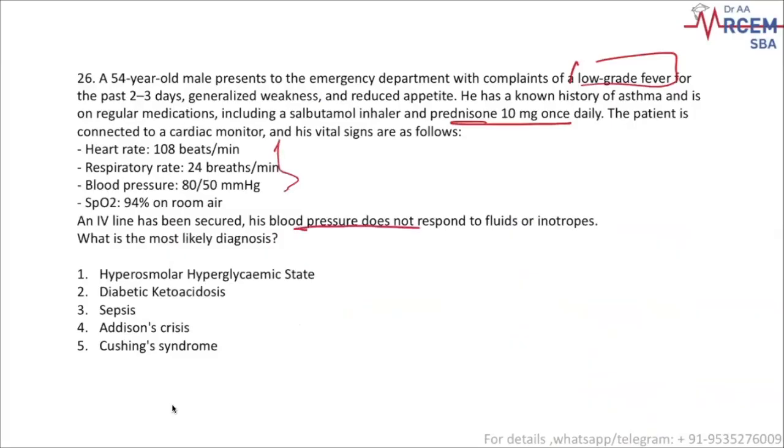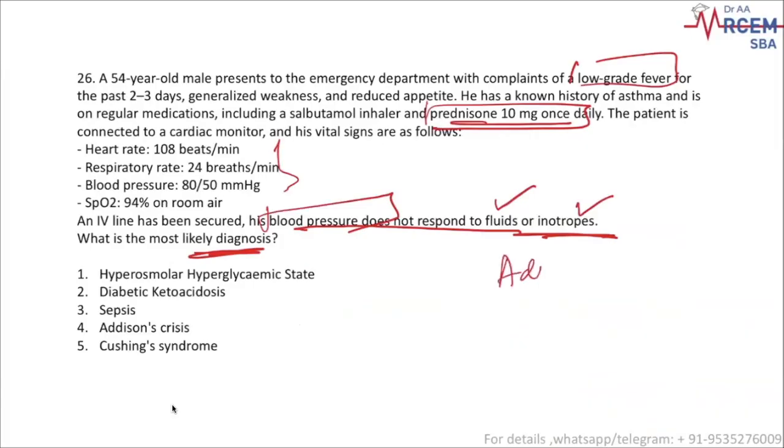The blood pressure doesn't respond to fluids and inotropes. Most likely diagnosis? Steroids, along with blood pressure not responding to both fluids and inotropes. What are we thinking of? Adrenal crisis. Okay, it is an Addisonian crisis. Adrenal crisis is also known as Addisonian crisis. So the right diagnosis here is the fourth one.